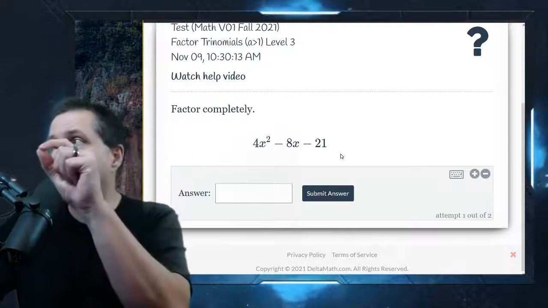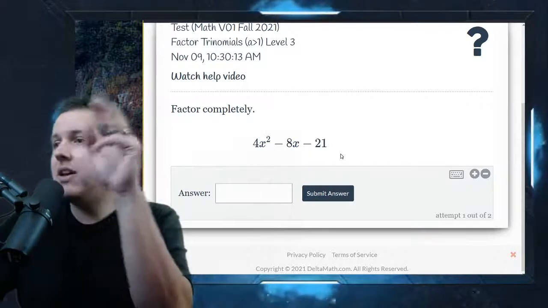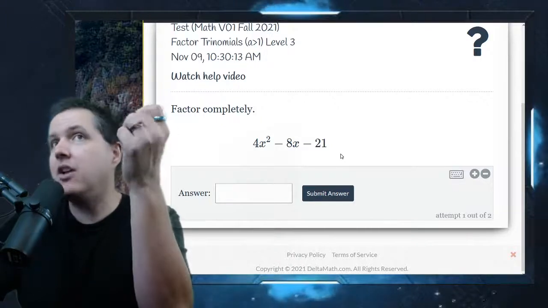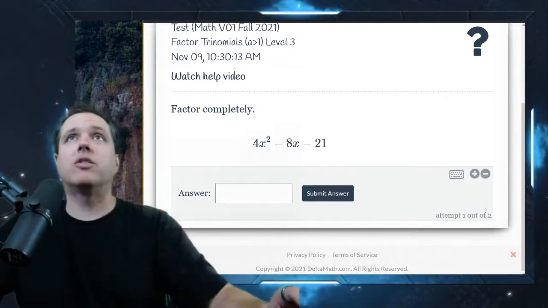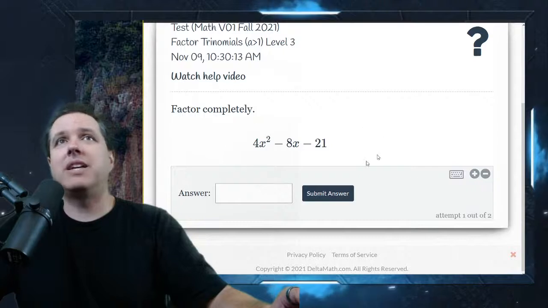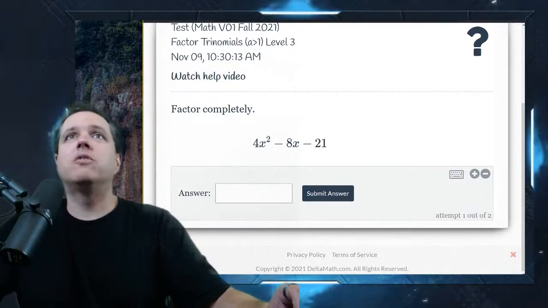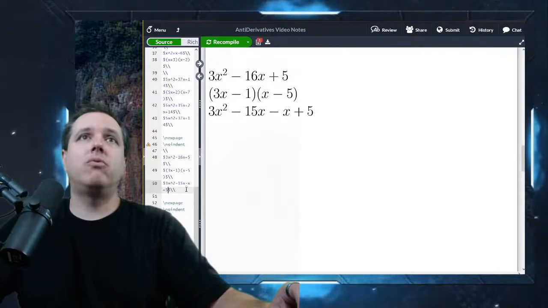It could be 21 and 1. It could be 7 and 3. These are the ones that get complicated because there are lots of possibilities. There are lots of combinations that could work. So let's work through this one, right? Like I say, these are kind of the most challenging from the chapter. So, 4x squared minus 8x minus 21.